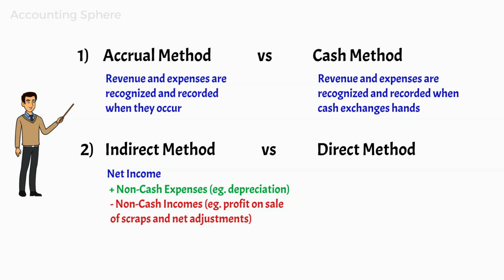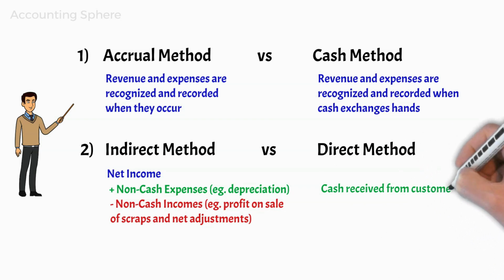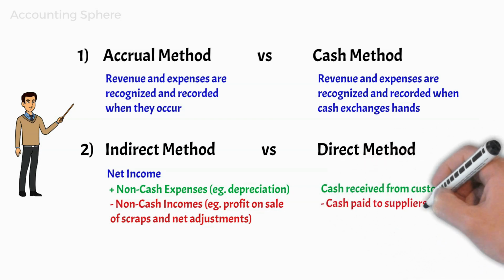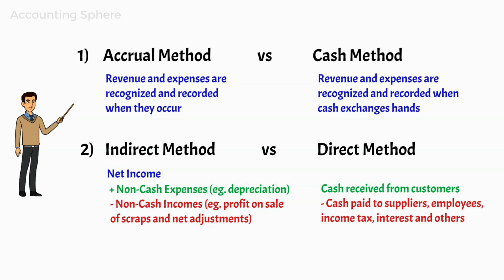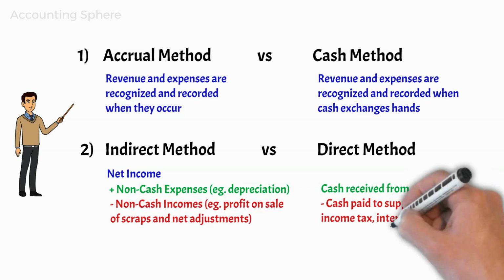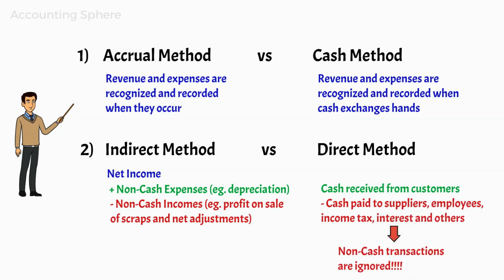The direct method of cash flow in operating activities includes the cash being received from the customers and the cash paid to the suppliers, employees, and others. The cash can also be paid for income tax, interest, and other variables. This method only uses cash transactions, and all non-cash transactions are ignored.